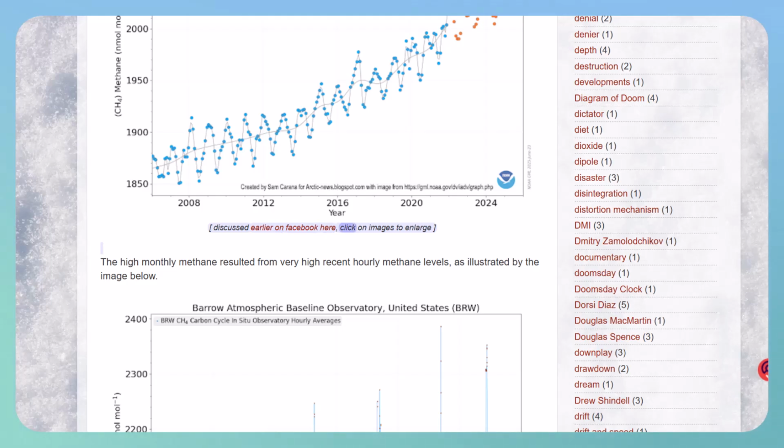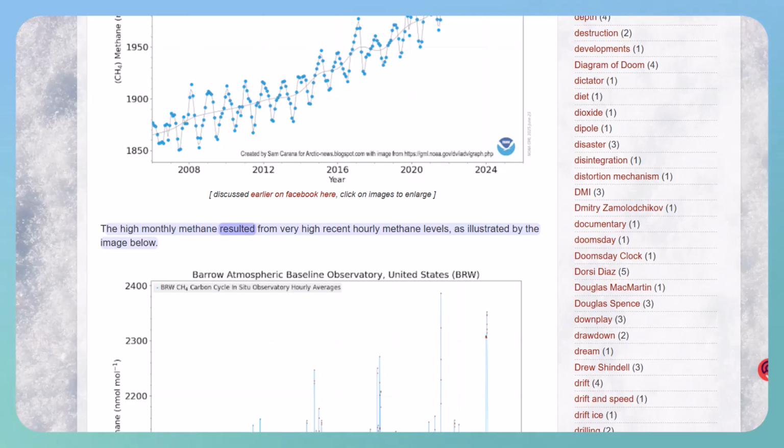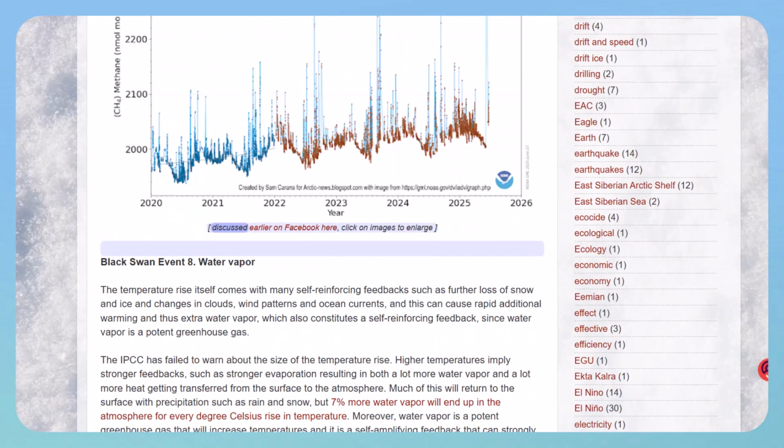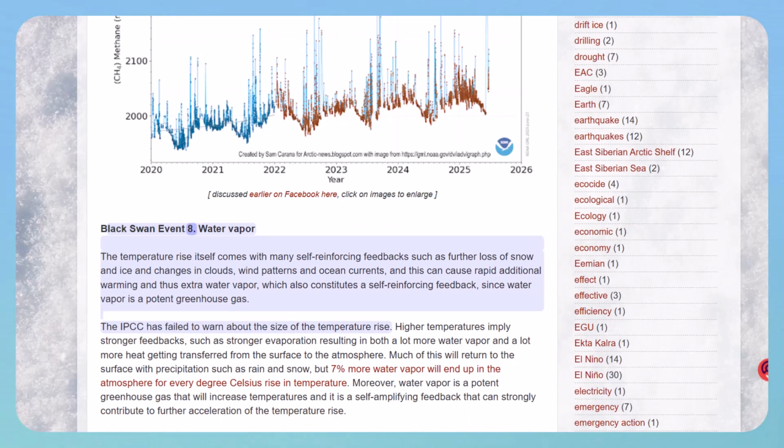Here, click on images to enlarge. High monthly methane resulted from very high recent hourly methane levels, as illustrated by the image below. Discussed earlier on Facebook. Here, click on images to enlarge. Black Swan Event 8. Water vapor.